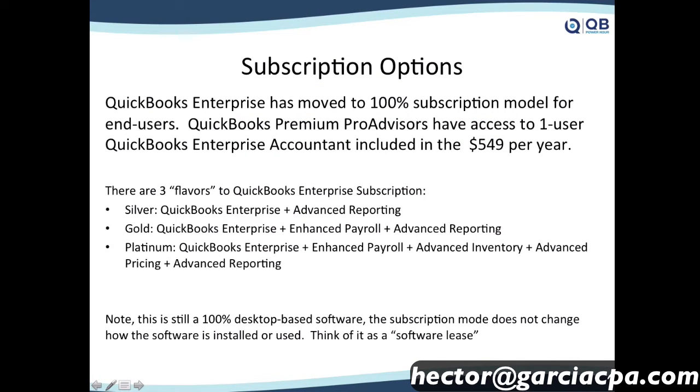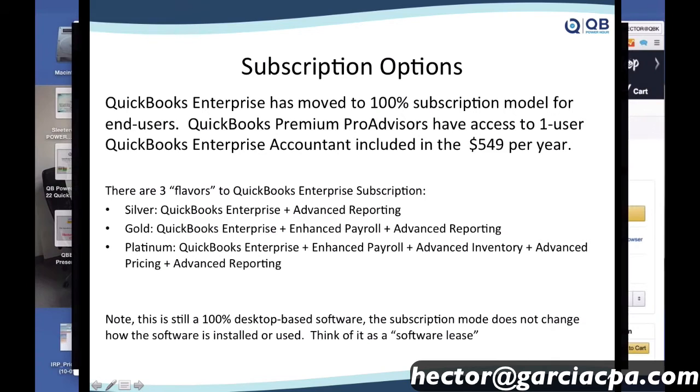So QuickBooks Enterprise significantly changed how they market their product and how they sell it. Now QuickBooks Enterprise is 100% subscription model. So with the subscription model, you can't just buy the software. You're going to pay an annual fee for it. And I want to talk about the pricing because it is difficult to disconnect the pricing from the product, right? Because the pricing segregates and segments the market. And not every small business can do this.